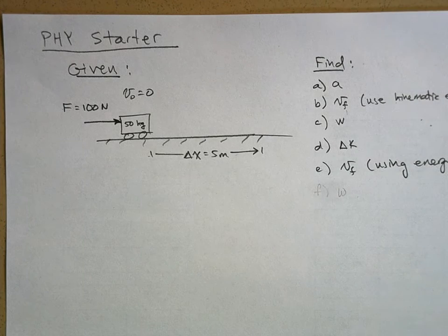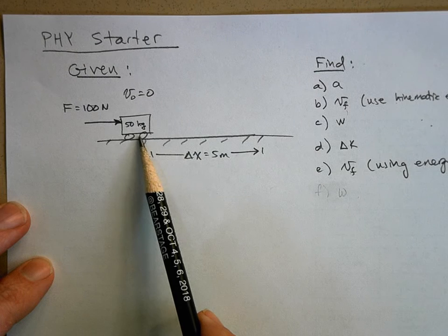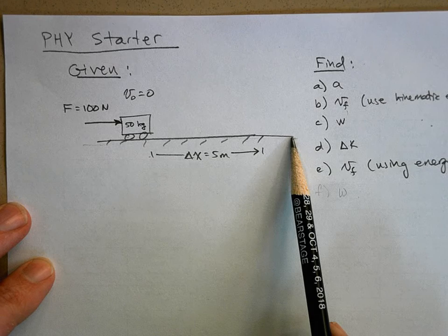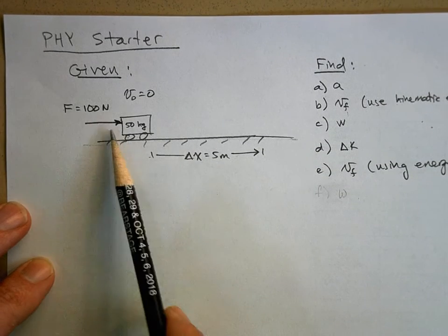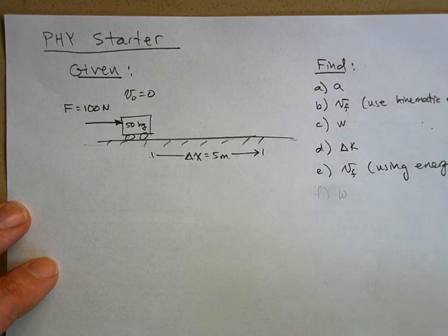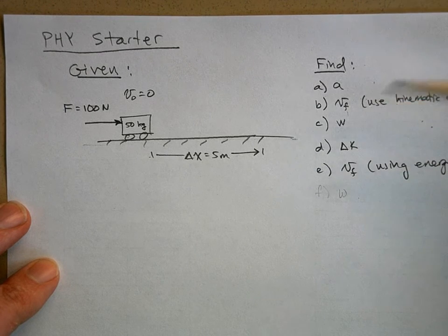Okay, today's starter. Here's the situation. I give you a crate, a 50 kilogram crate on wheels. There's no friction on a horizontal flat surface. It's going to start from rest, and this force is going to push this crate through a displacement of 5 meters. I want to know what is the acceleration and what is the final velocity.